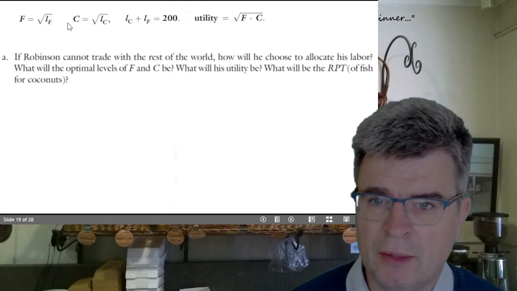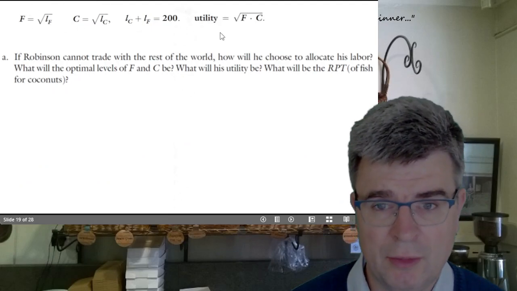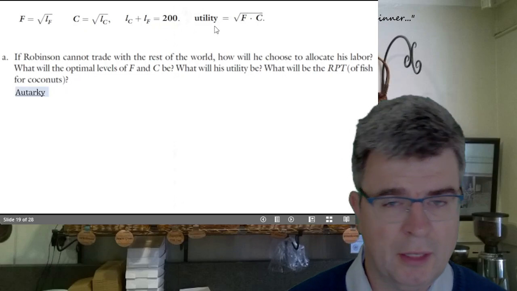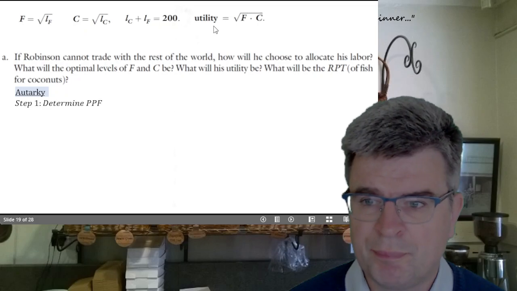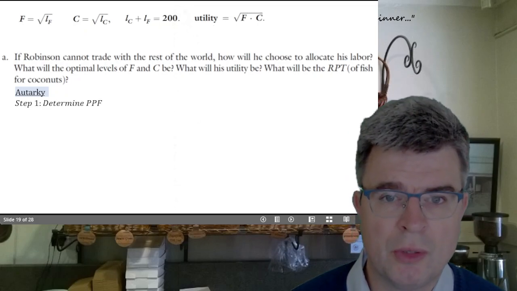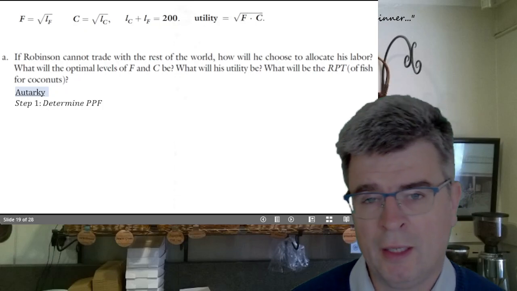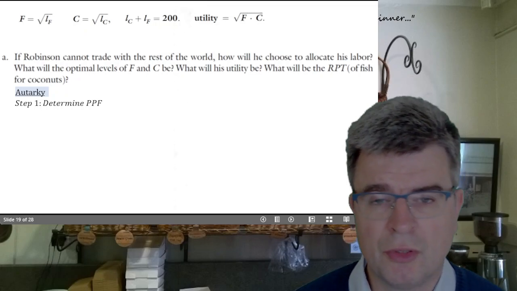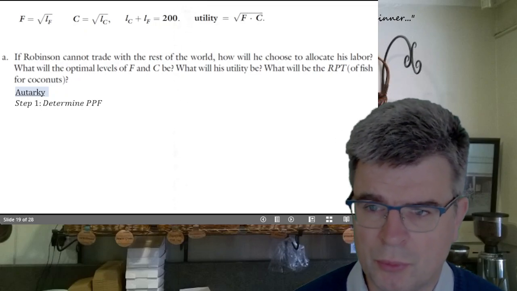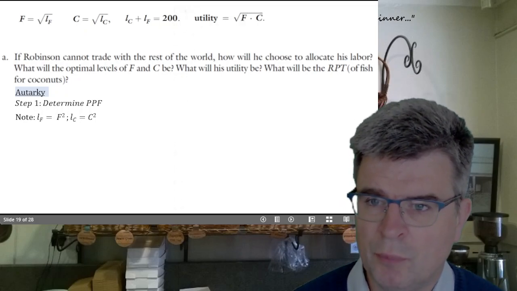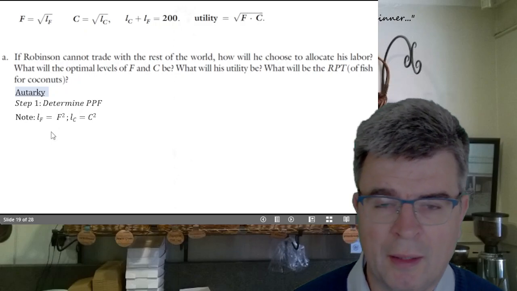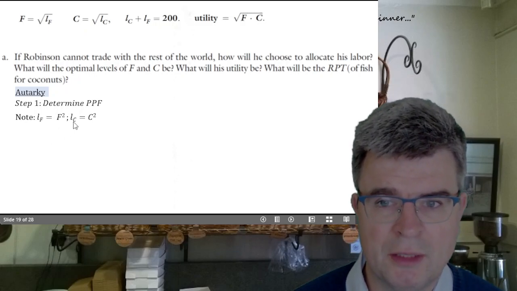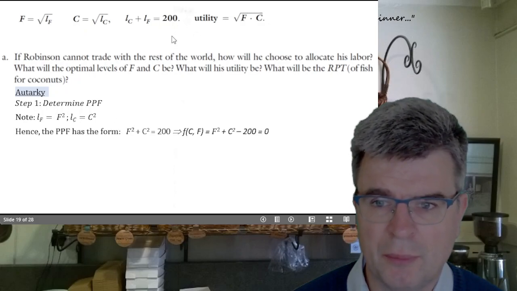And I repeat here the production functions and the constraint and the utility function. And in question A, we're in a situation of autarky. So what we first need to do is to determine the production possibilities frontier, given that he has 200 hours to spend, which combinations of production of fish and coconut are available to Robinson. And note that if we take the squares of the production function, then we get the following expressions. And this comes in handy because we can plug this into our constraint of the 200 hours.